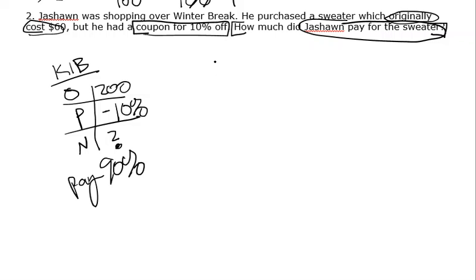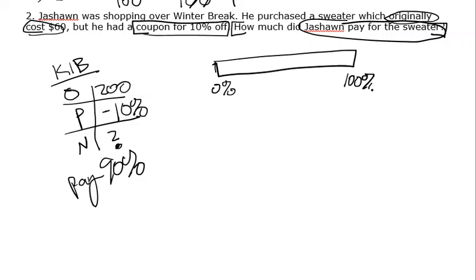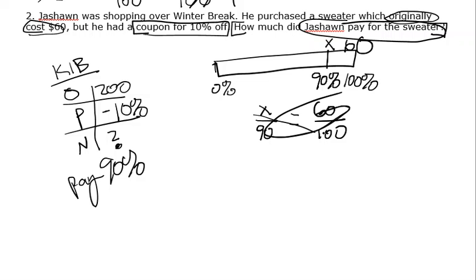All right, so I like my percent bar. I'm going to do a percent bar. 0%, 100%, 60 bucks. That's the full price. And he's going to pay 90%. That's my X, all right? So I have X over 90 is equal to 60 over 100. Cross multiply, all right?